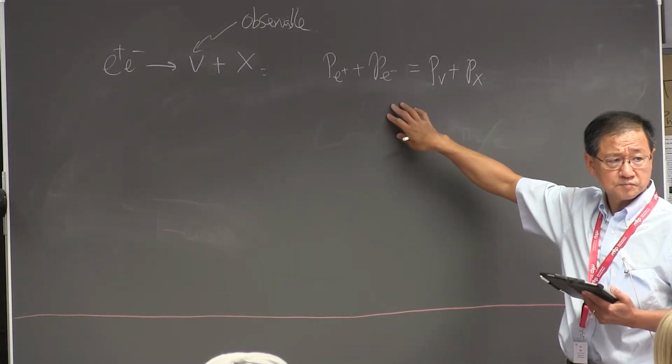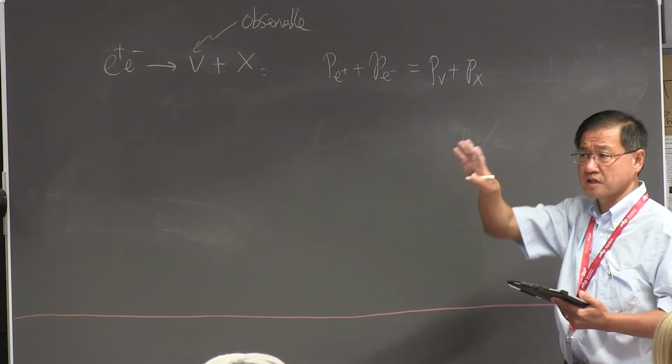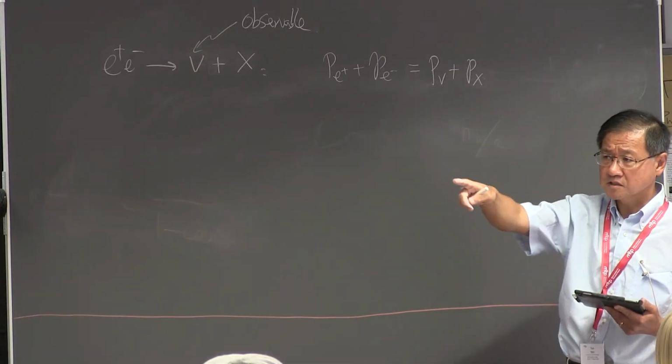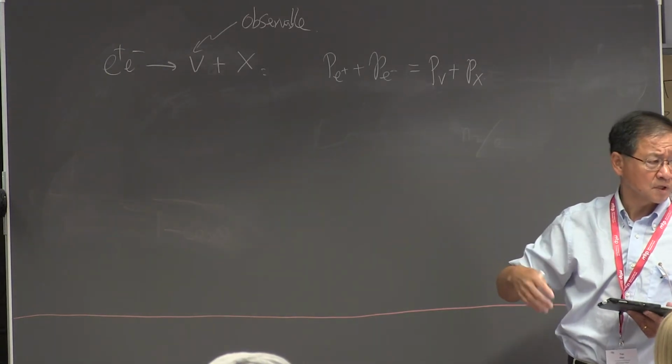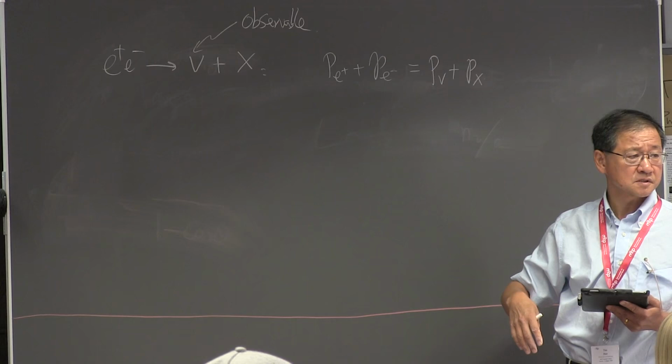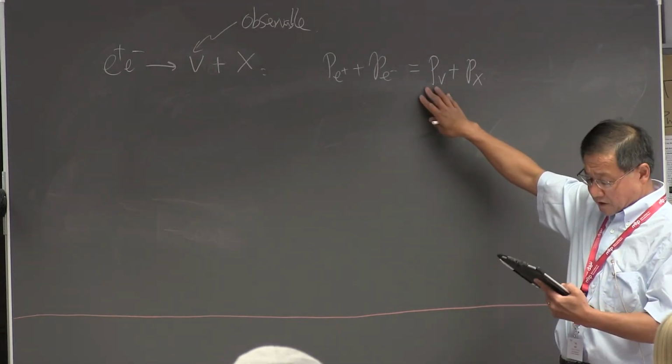Unlike the proton luminosity, which is completely spread out. That luminosity function is called the parton luminosity function. It's completely spread out. It's even empirical. We can even not calculate from first principles. But this is the well-defined kinematics.